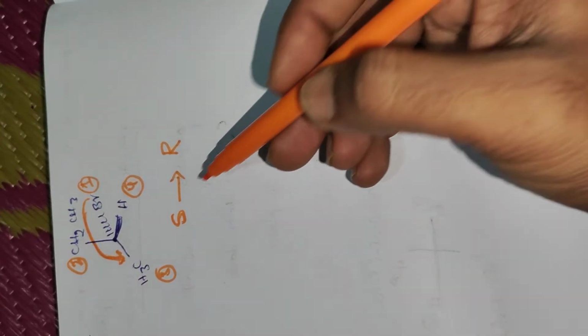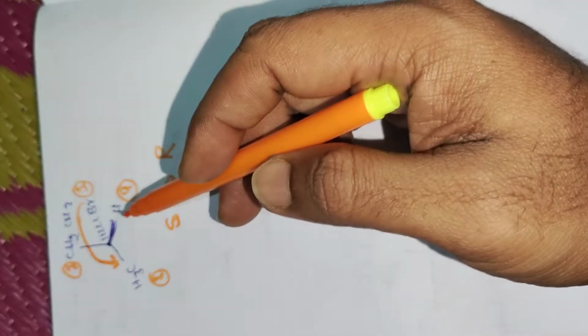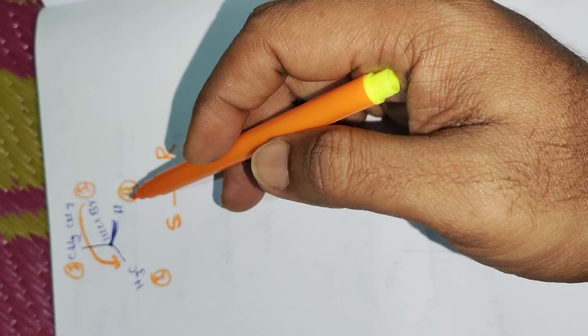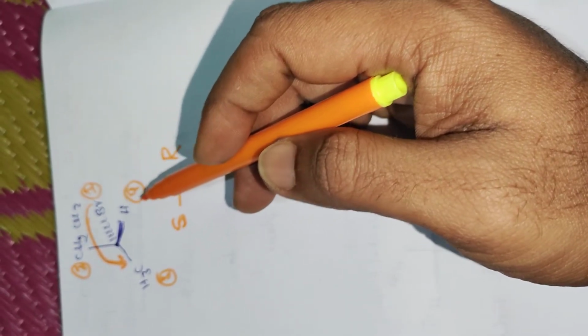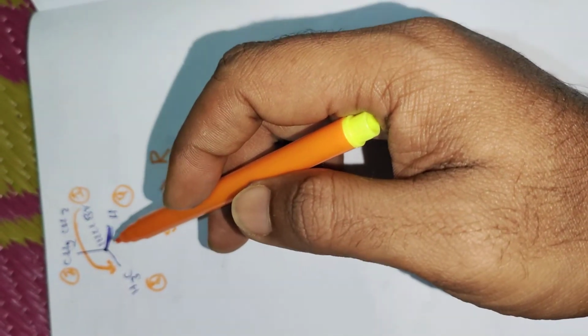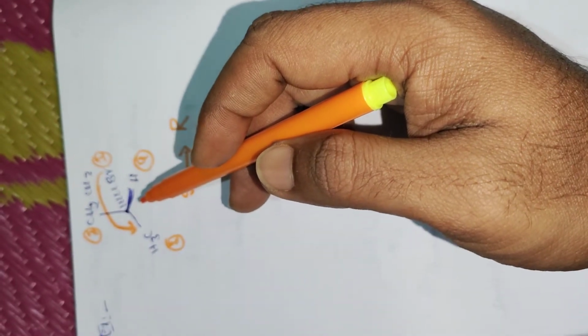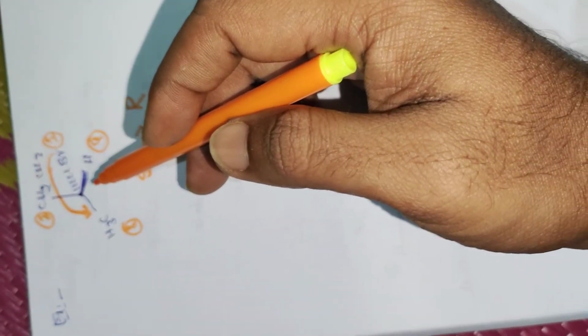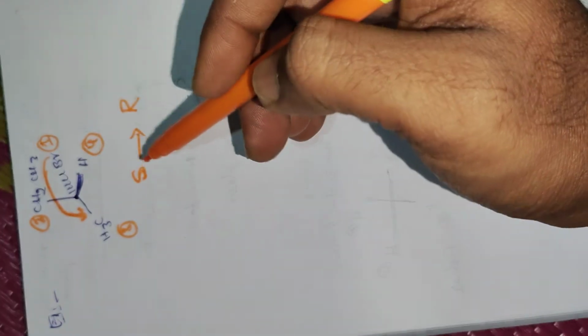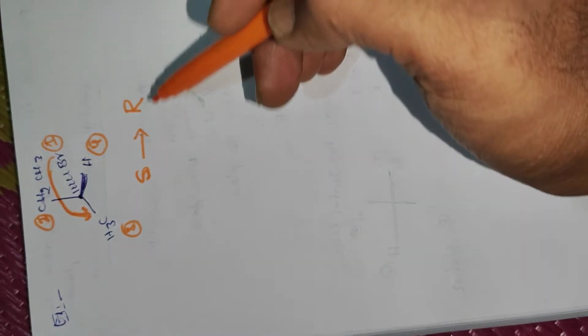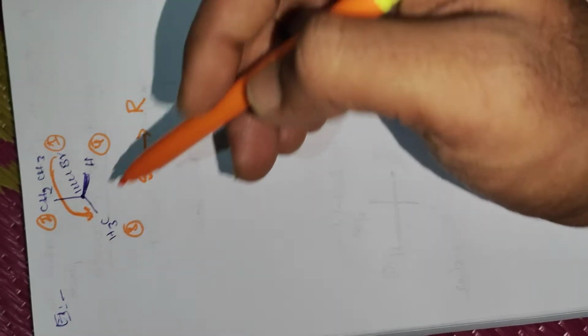Why is S configuration converted into R configuration? Hydrogen, that means the least priority group, the fourth priority group, is present above the plane. So the configuration is reversed. S configuration is converted into R configuration.